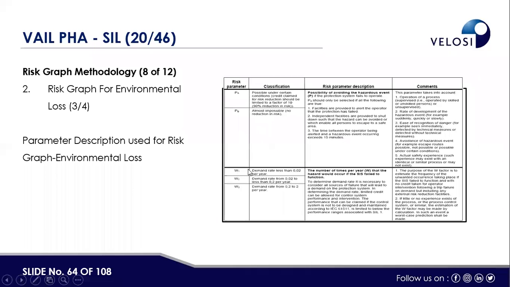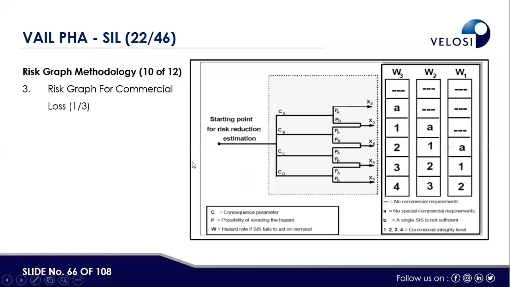This is PA, PB, and these are the demand rates. And then from the commercial point of view, we have to select the consequences, then PA, PB, the possibility of avoiding the hazard factors, and then the demand rate. So here the exposure is not present, because exposure is in the case of personal safety only, that is, how many hours the operator is available in that area. For the commercial or for the environment, it is not a parameter to be selected. So this is a difference between the commercial risk graph and the safety risk graph.